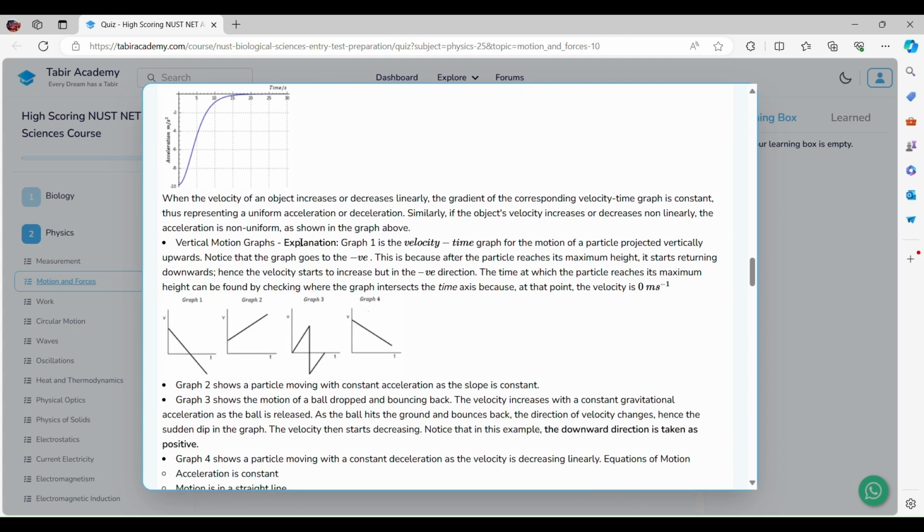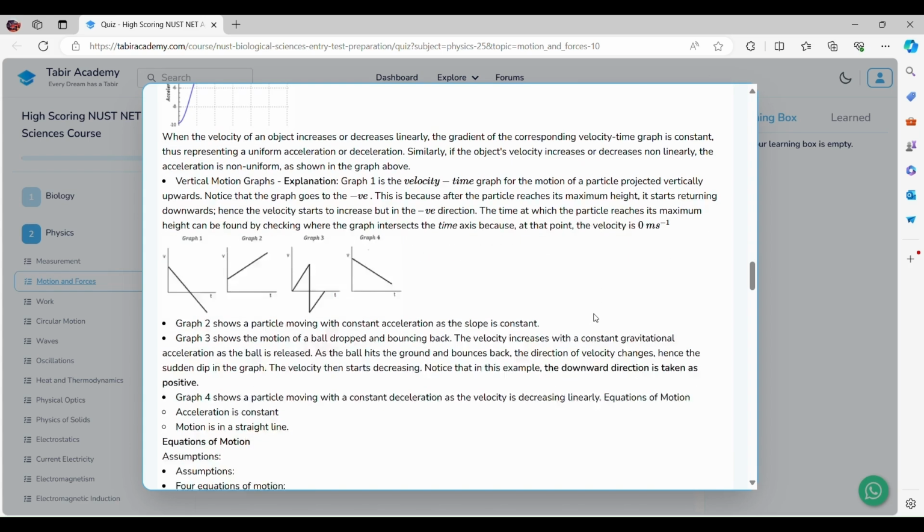वर्टिकल मोशन ग्राफ में एक्सप्लेनेशन है कि Graph 1 is the velocity-time graph for the motion of a particle projected vertically upwards. आप ये नोटिस करेंगे कि ग्राफ नेगेटिव में जाता है, ये क्योंकि जब पार्टिकल मैक्सिमम हाइट में पहुँच जाता है, it starts returning downwards, जिसकी वजह से वेलोसिटी बढ़ती जाती है लेकिन नेगेटिव डायरेक्शन में। The time at which the particle reaches its maximum height can be found by checking where the graph intersects the time axis, because at that point the velocity is 0 meters per second.